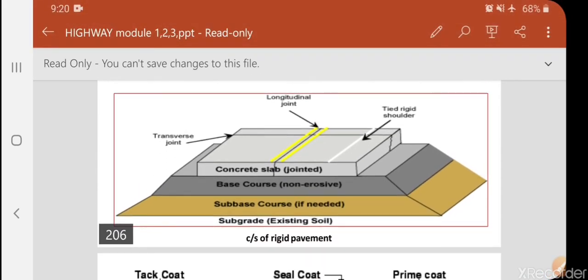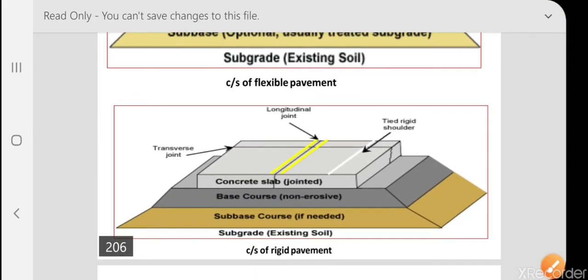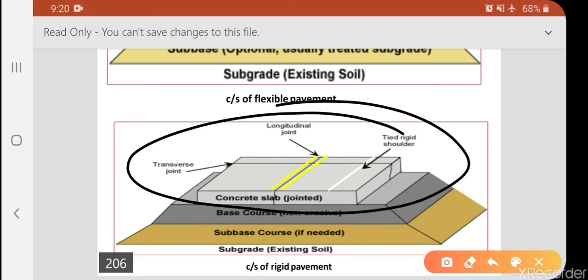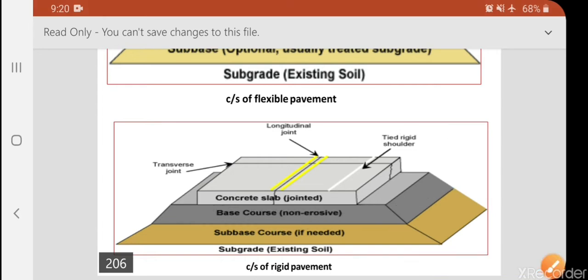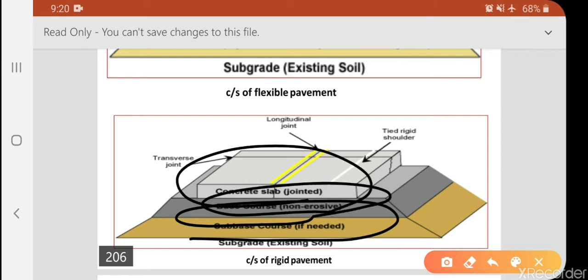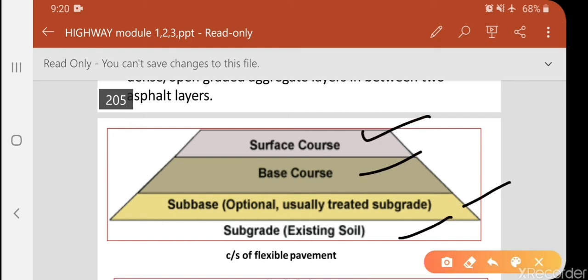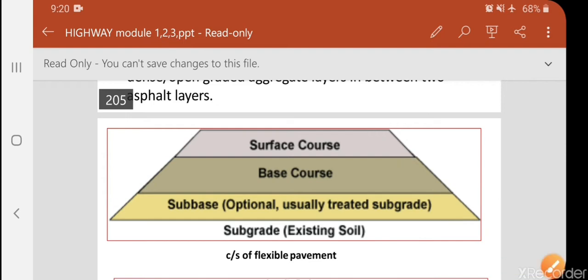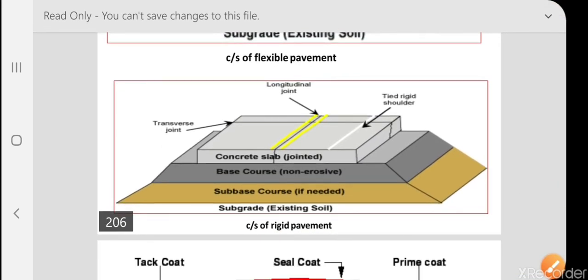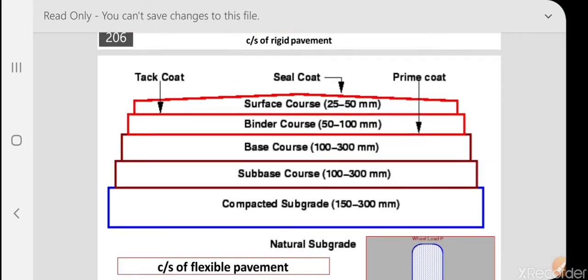This one is the cross section for rigid pavement. In the previous slide, we learnt about flexible pavement. This one is for rigid pavement. For rigid, there is a direct concrete slab over the base course. Here there are only three categories below it. One is the subgrade, that is the natural one. After the subgrade, sub base, base course, and concrete slab. Compared to the flexible pavement with surface course, base course, sub base, subgrade, in rigid pavements it is directly concrete slab, base course, sub base. We should know all four of these parameters.